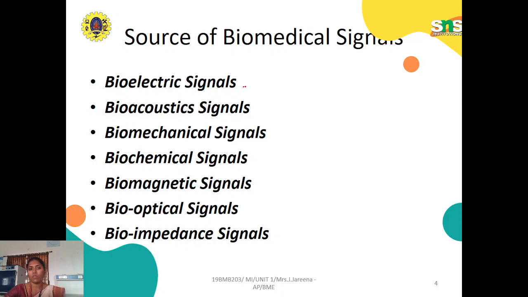For example, we have bioacoustic signals, biomechanical signals, biochemical signals, biomagnetic signals, biooptical signals, and bioimpedance signals. These are a few sources of biomedical signals in our body. By means of these we will assess the respective human body system. Okay, let's see them one by one with examples.